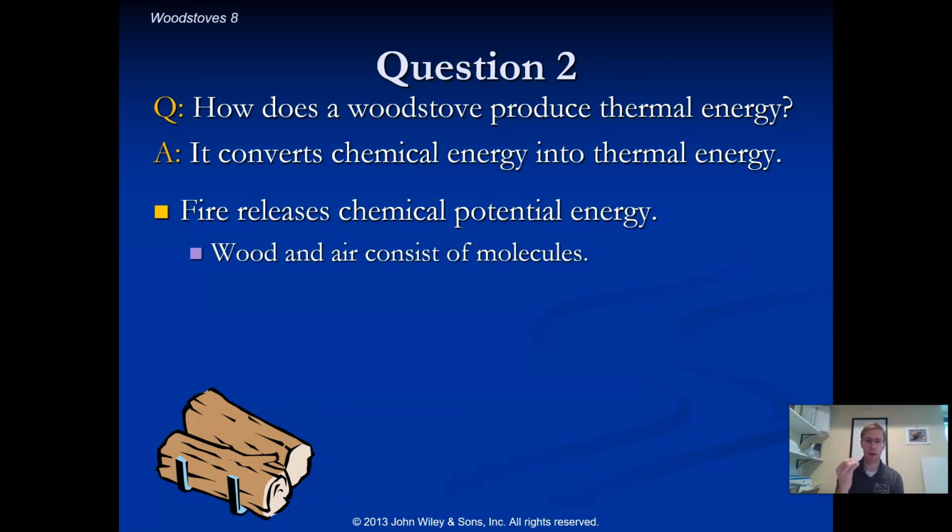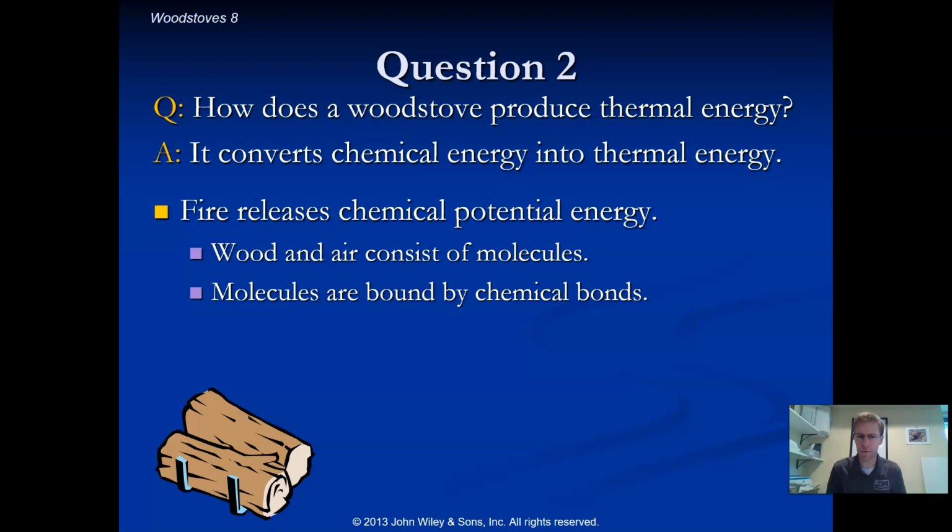And so it's able to actually take these complex molecules of wood, add air, and break down and rearrange the actual chemical bonds, creating new chemical elements which have less overall chemical potential energy. So they take away the chemical potential energy as these bonds are reorganized, releasing that chemical energy in a different form of now thermal energy.